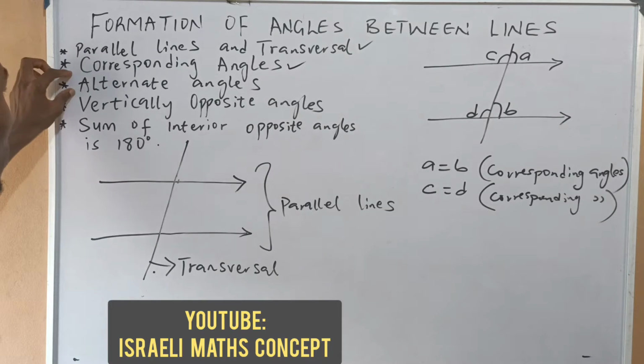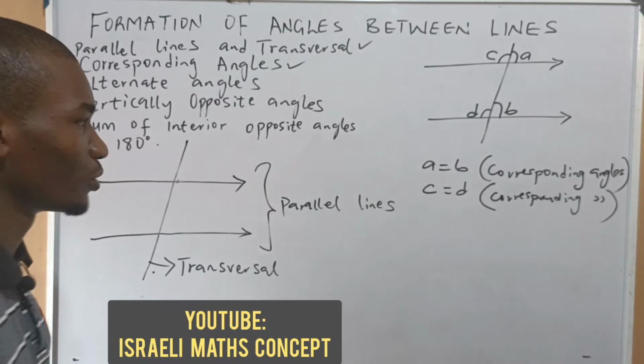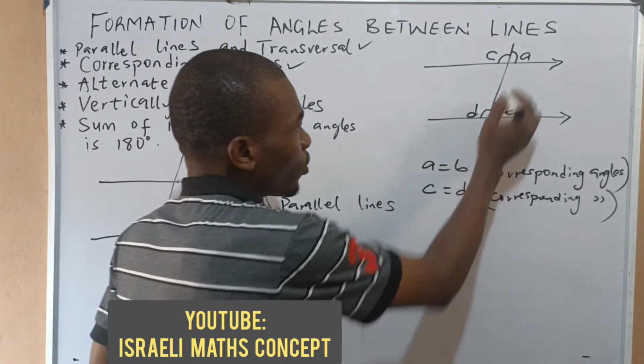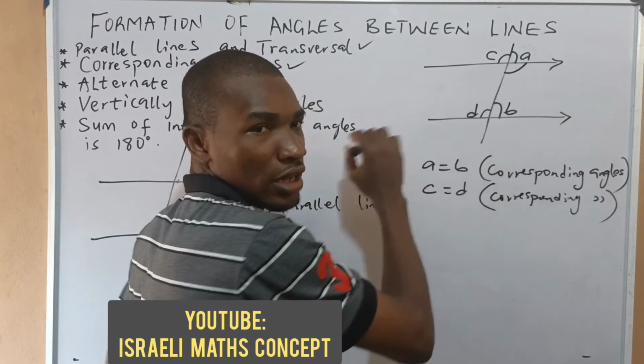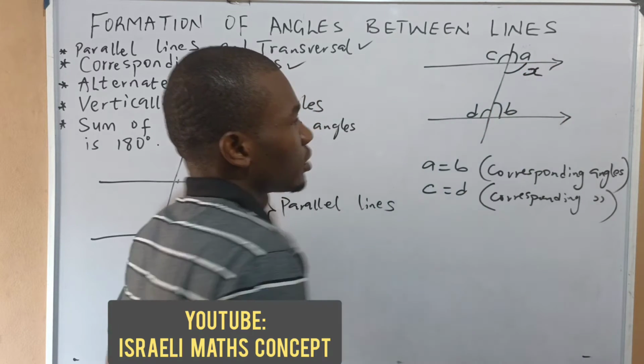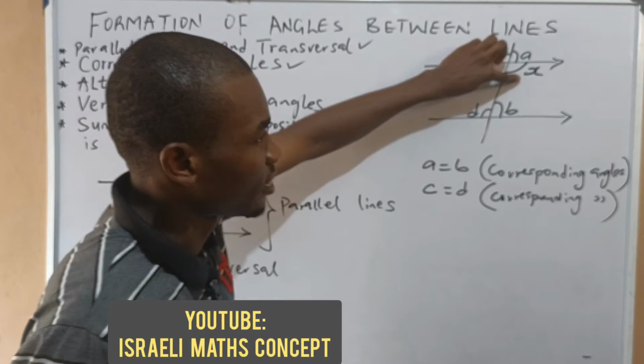Let's get to the other one, which is alternate angles. What is an alternate angle? Looking at this given diagram, the angle here, assuming I call it angle X, and the angle D, they are alternate.